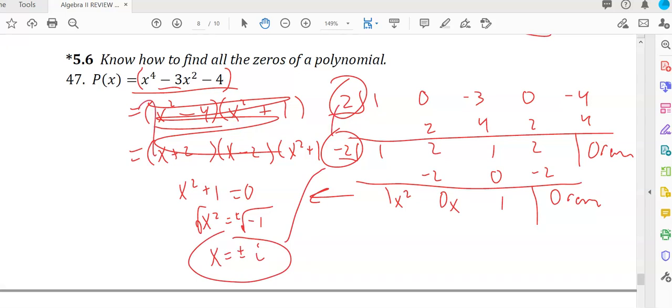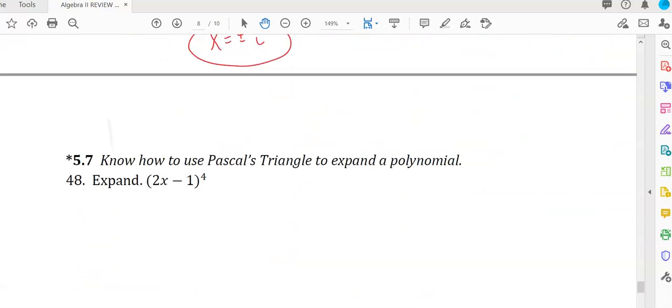That's a little bit better. We didn't really learn how to factor that. That's kind of cool though to do. We haven't learned how to do that yet.